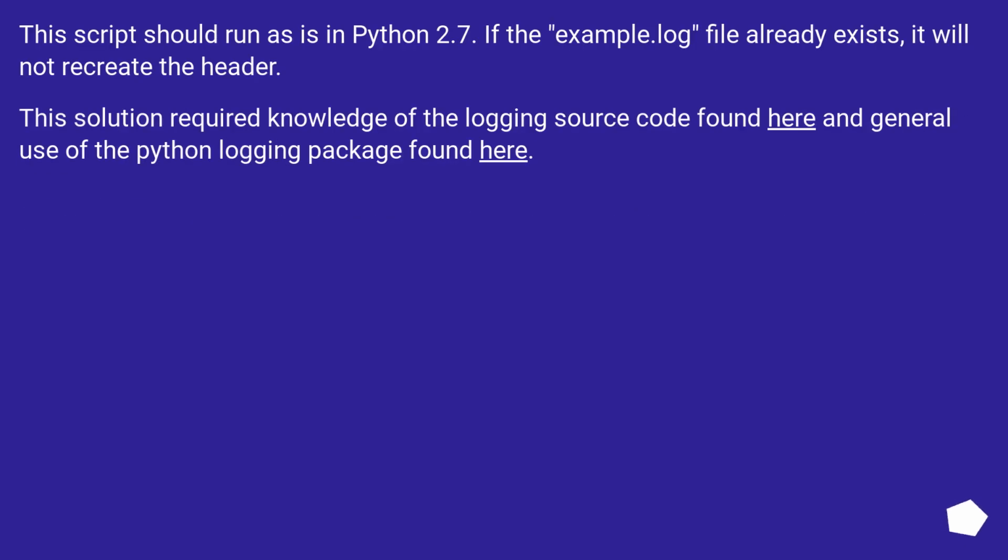This script should run as is in Python 2.7. If the example.log file already exists, it will not recreate the header. This solution required knowledge of the logging source code found here and general use of the Python logging package found here.